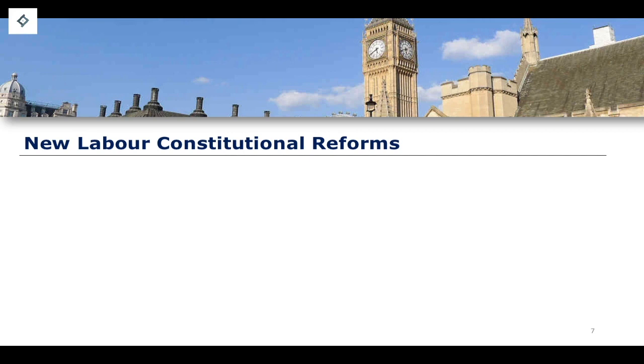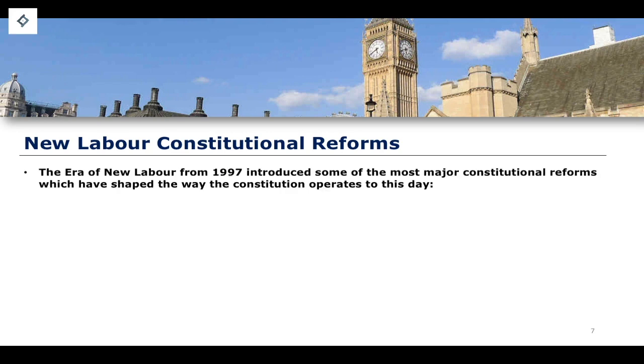Finally, then, let's talk about the end of the 20th century, going into the beginning of the 21st century, which is, of course, the New Labour constitutional reforms. The era of New Labour in 1997 would introduce some of the most major constitutional reforms, which have significantly shaped the way the Constitution operates to this day. You have devolution legislation establishing a Scottish Parliament, a Welsh Assembly and a Northern Ireland Assembly, quite significant in terms of the ability for Westminster to delegate authority to those particular institutions.